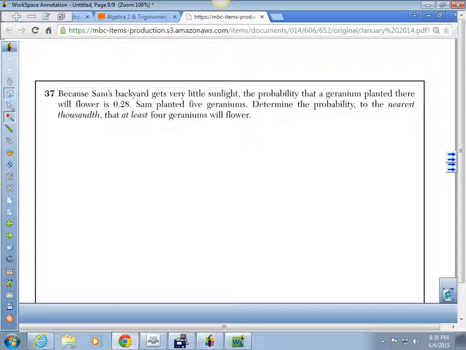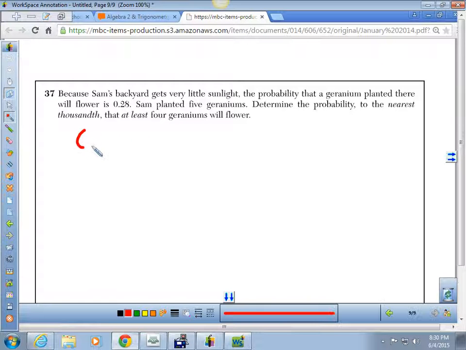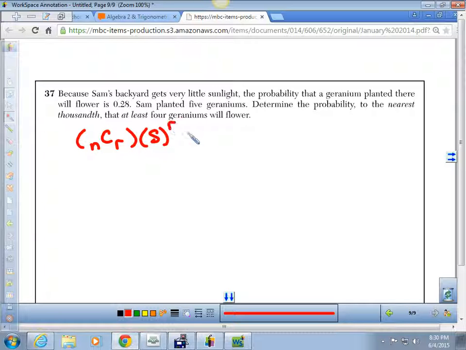It's not a given formula. You've got to show it. What is the formula? nCr. S to the r, F to the... You are not going to get a point for that. You will get the point when you then come down and tell me the formula and what the variables are equal to. How many geraniums are we planting?